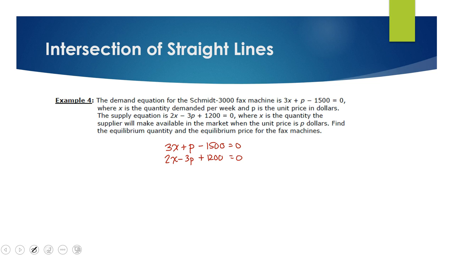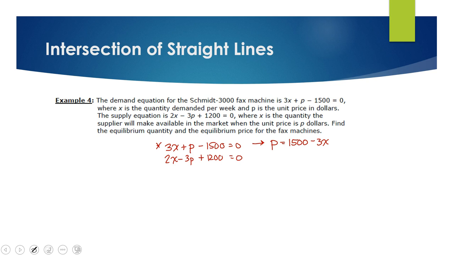So when I look at these equations, this one here, I can isolate p pretty easily just by adding 1500 and subtracting 3x from both sides. I'm going to solve that one for p. So p is going to be 1500 minus 3x. Since I'm not graphing it, I don't need to have it in a particular format. I can have the 3x come second. It doesn't matter. I'm going to use that as a substitution into the second equation.